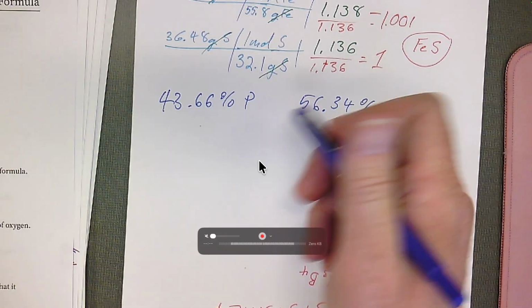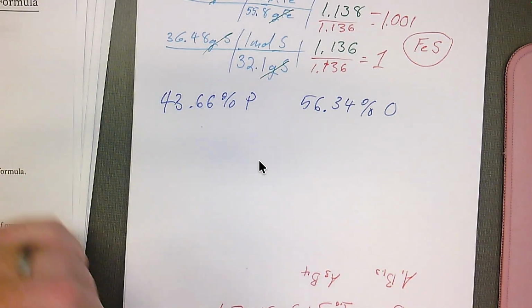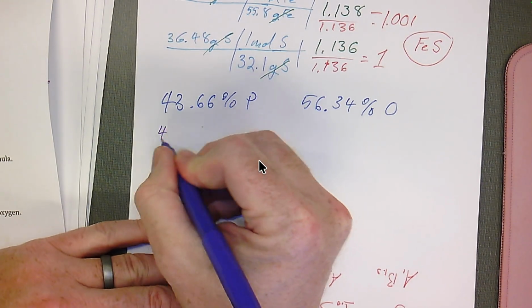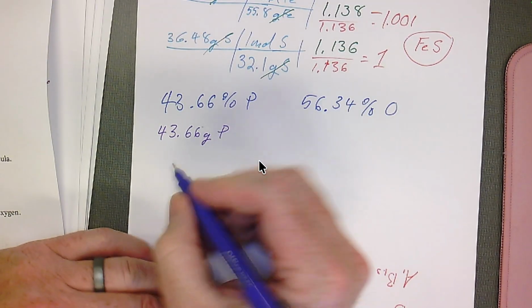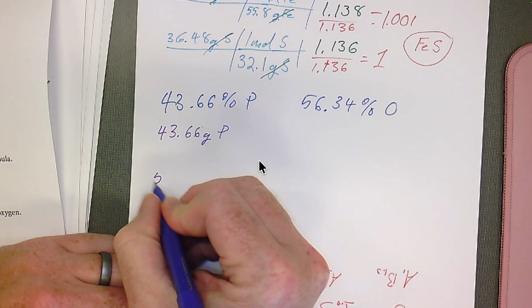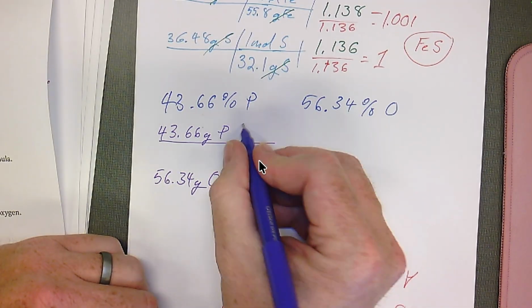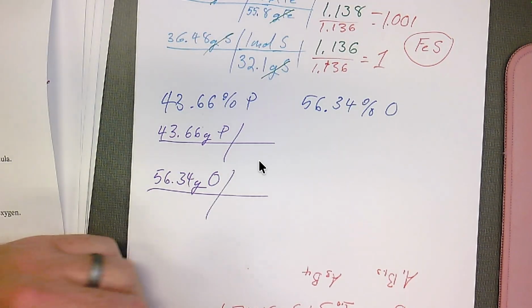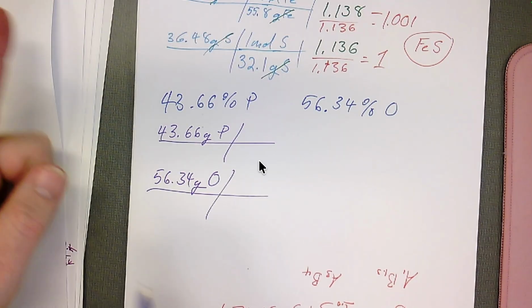So we're going to do the same thing here. They gave us percentages, right? If they give us percentages, the first step is just change it to grams. So 43.66 grams P and 56.34 grams of O. Are you with me? Yep. All right. Then our next step is to convert it to what? We got the grams. Now we go to moles.